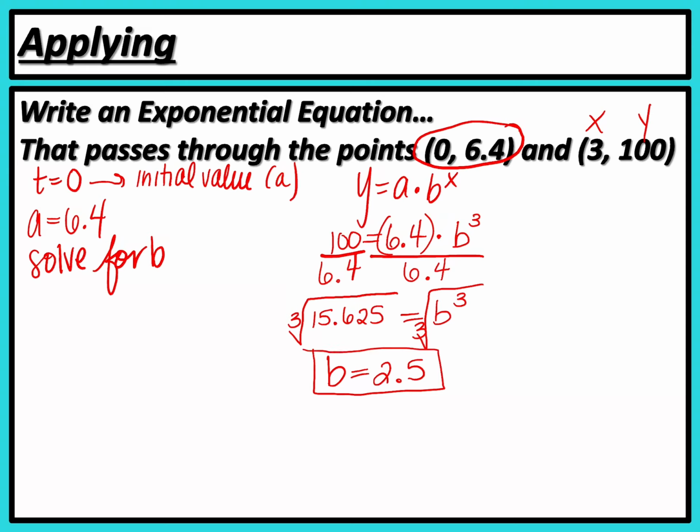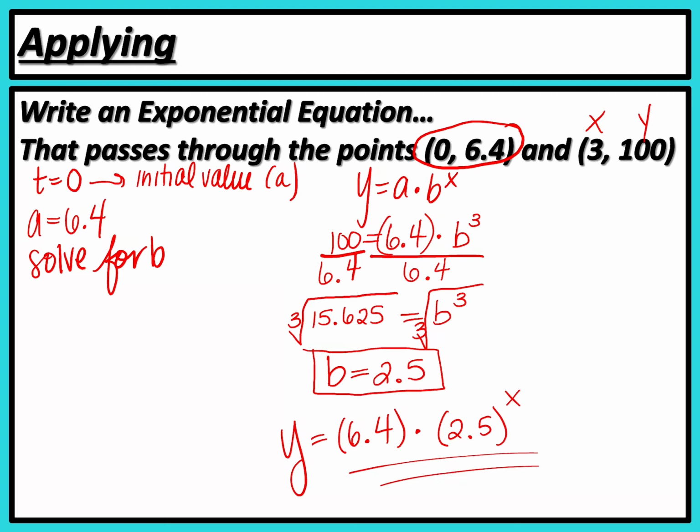So I solved for b, but just like with y equals mx plus b, we have to write our equation. So we're going to plug back in just our a and b values, and I like to put everything in parentheses here. Then we leave x and y as variables. So that is our final answer equation: 6.4 times 2.5 to the x.